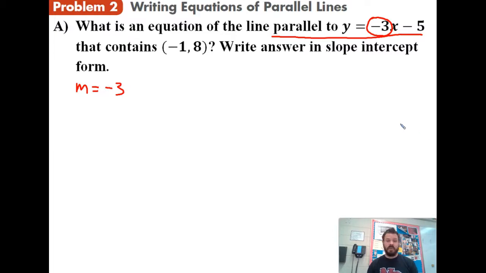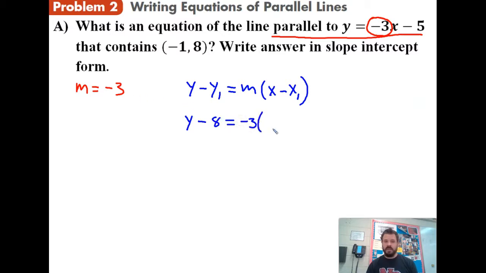All right, so we want to write the equation of a line through this point. Now, if we have the slope and a point, we've got to use our point-slope form, and that was the y minus y1 is equal to m times x minus x1 equation. Okay, filling that in, we have y minus the y coordinate 8 is equal to the slope we just found, the negative 3, times x minus the x coordinate, so x minus negative 1, in other words, x plus 1.